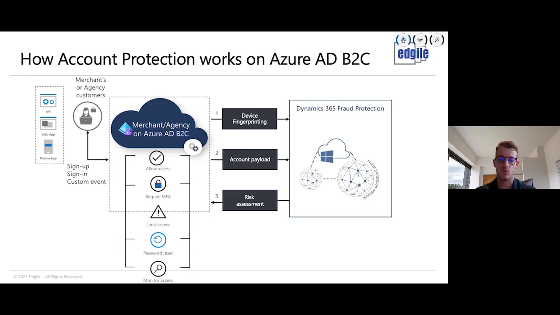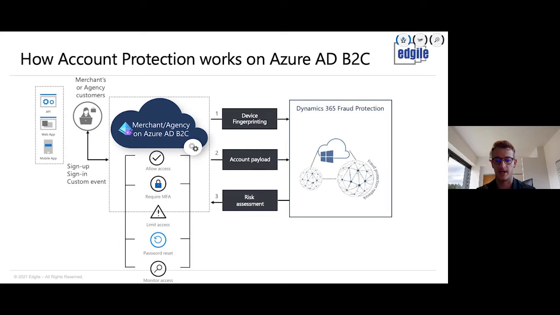That information is also being fed into the fraud protection solution along with the device fingerprinting information, to give us all the data we need to make a decision on whether to approve or decline this activity. And that's where point three comes into play.